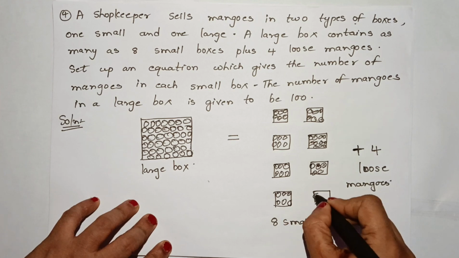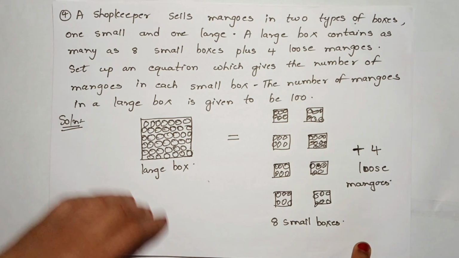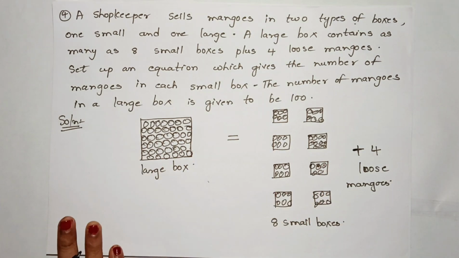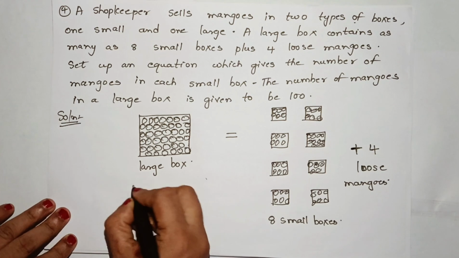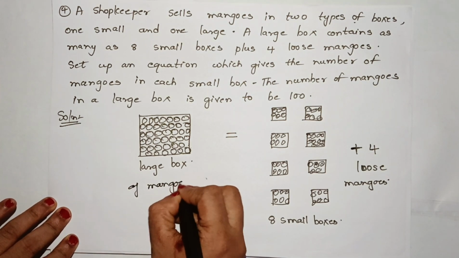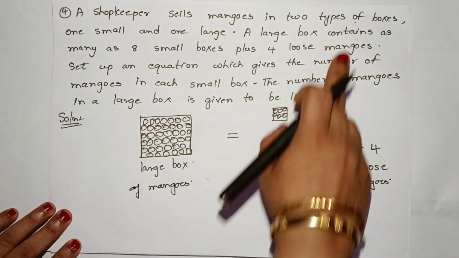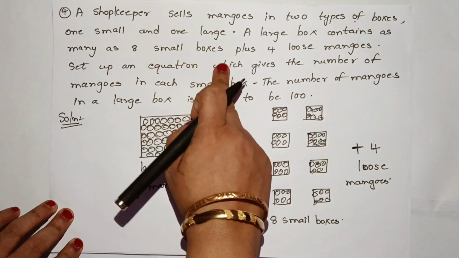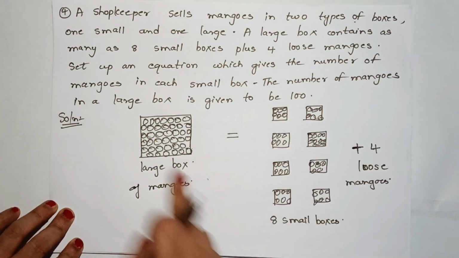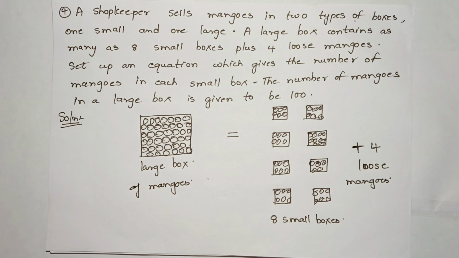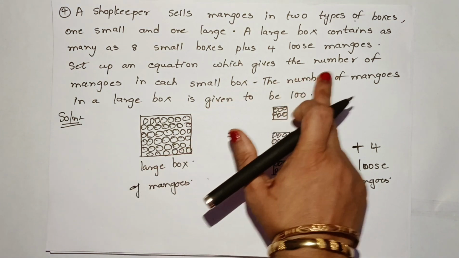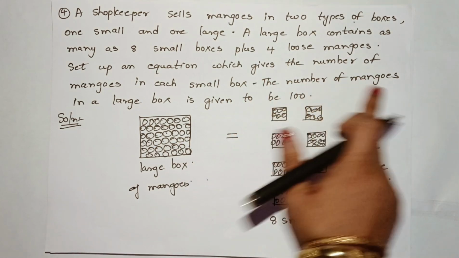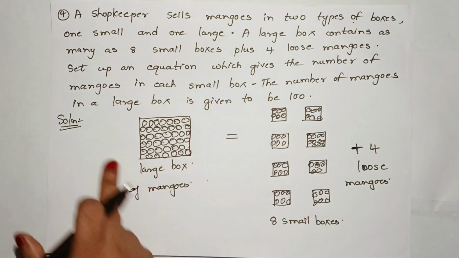Now understand the question again, what they said. A shopkeeper sells mangoes in two types of boxes. Okay, one is small, the other one is large. A large box, so this is large box of mangoes, contains as many as 8, 1, 2, 3, 4, 5, 6, 7, 8 small boxes plus 4 loose mangoes. Set up an equation. Only you have to frame an equation which gives the number of mangoes in each small box, and the number of mangoes in large box is given to be 100.